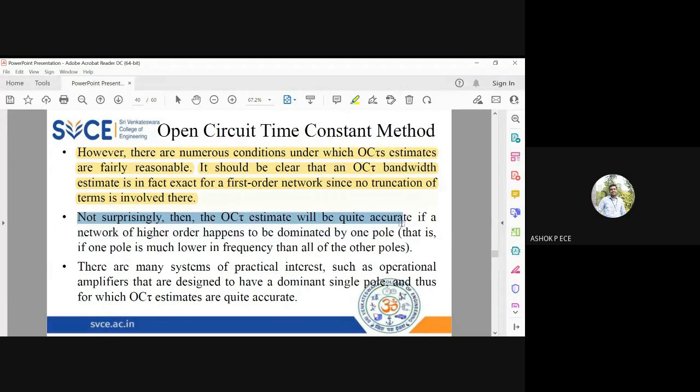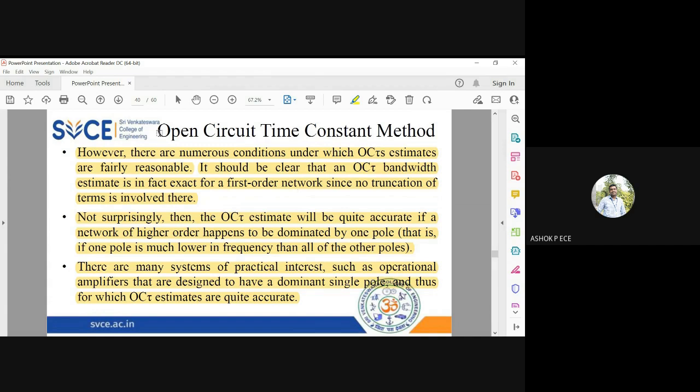Even if you have multiple poles, if you have one dominant pole, your bandwidth is still going to be dominated only by that pole. So even if you take a higher order system, but assume that only one pole dominates, your bandwidth will not be affected by the other poles. This pole's time constant alone will dominate the bandwidth of your system. For example, operational amplifiers go for dominant pole compensation because, if you perform it, it provides the best bandwidth available for transmitting signals.